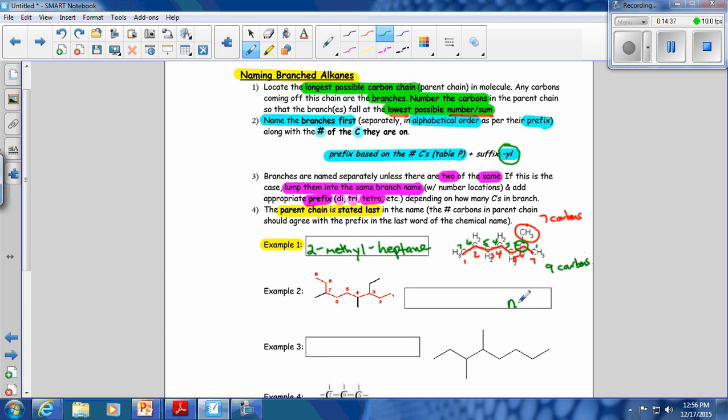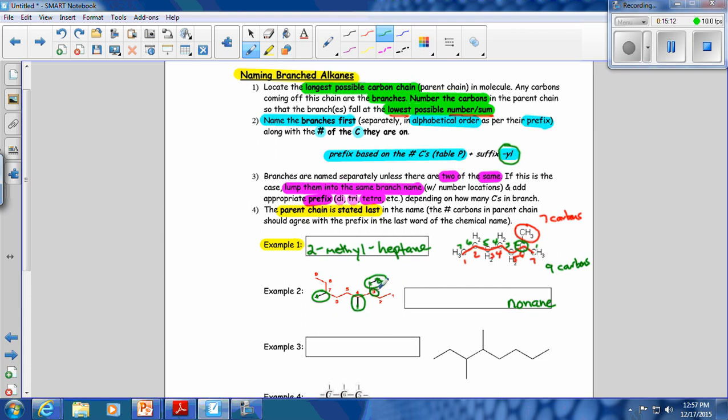Now what we need to do is identify where the branches are. Here's one branch here. Here's a branch here. There's a third branch here. This branch here has 2 carbons in it. This branch here has just the 1 carbon. This branch here has just the 1 carbon as well. We're going to take a look at a location. We can see that we have a branch at carbon 3, carbon 4, and carbon 7.